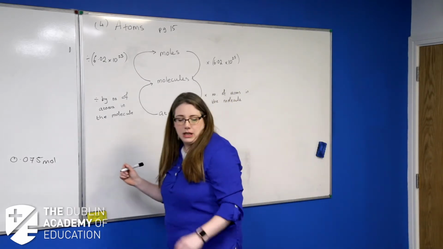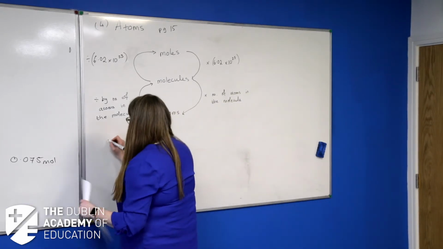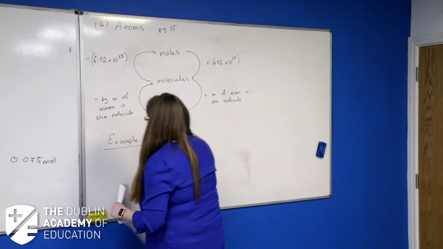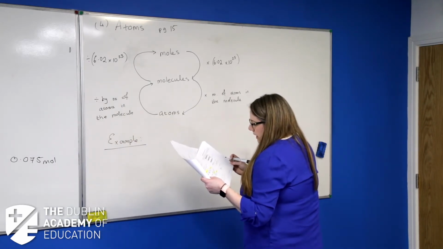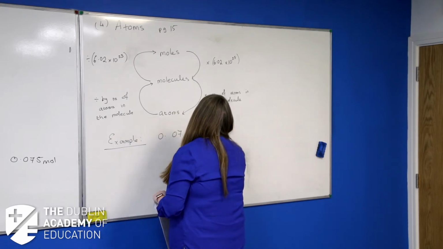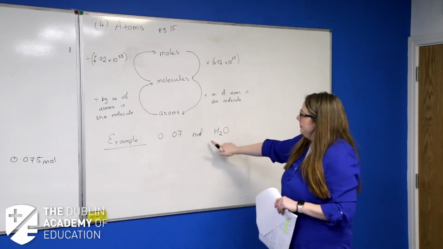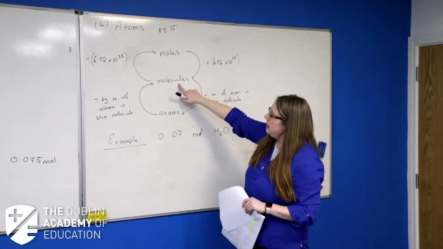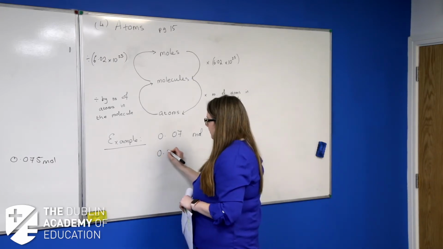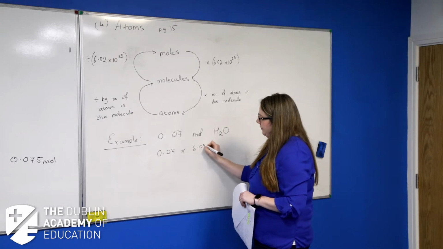Okay. So, on page 15, there's a worked example. So we're working out the number of atoms in 0.07 moles of water. Now, in order to find atoms, I need molecules first. So we're starting with moles. So we need molecules. So you take the number of moles and multiply by Avogadro.